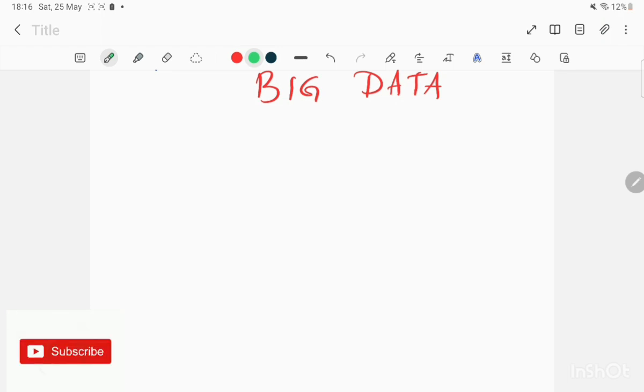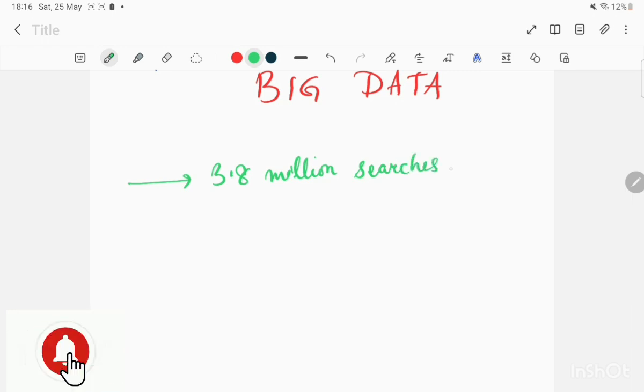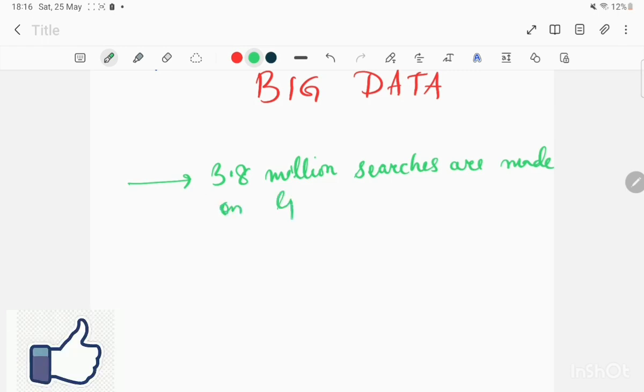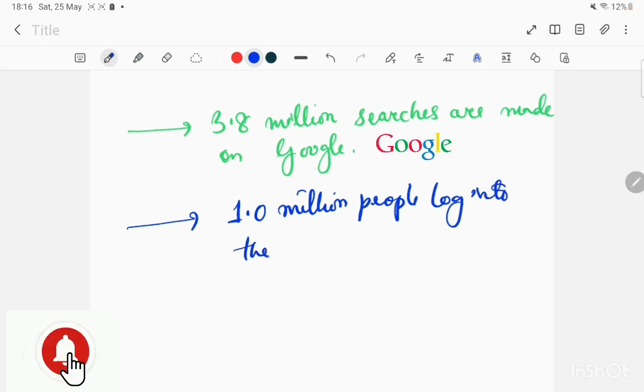Now let's have a look at the data generated per minute on the internet. So first, if you ask me about Google searches, there are 3.8 million searches made on Google. Approximately 1 million people log into their Facebook accounts every minute.